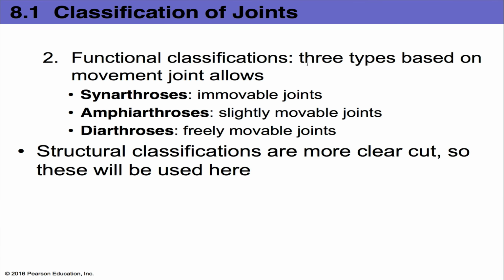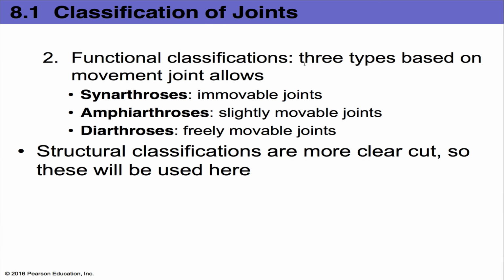Now, the second classification is the functional classification, and we're talking about how much movement the joint allows. The three types of joints that we're going to be looking at are synarthrotic joints, where there's literally no movement at all. Then there's an amphiarthrotic joint that allows a slight degree of motion between the two bones. And then there's a diarthrotic joint. Now these diarthroses are the most freely movable joints. They allow a very wide degree of motion to occur.